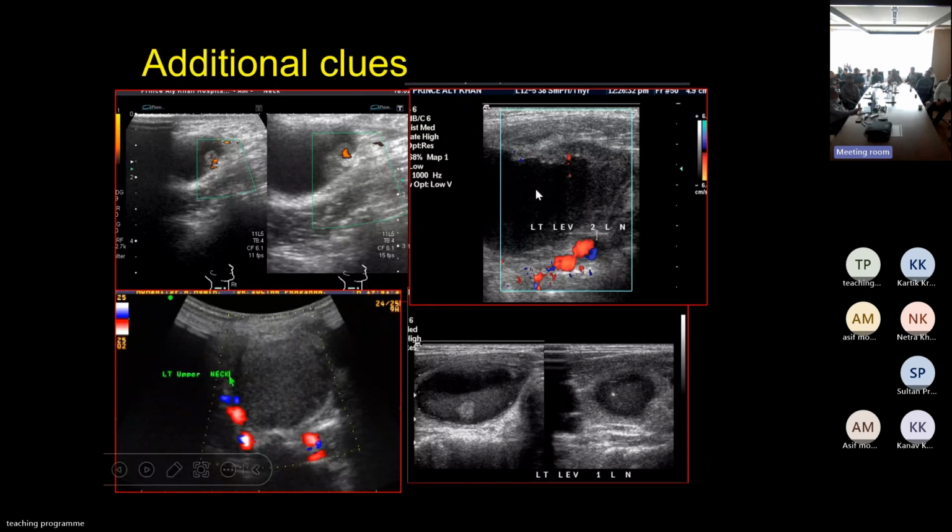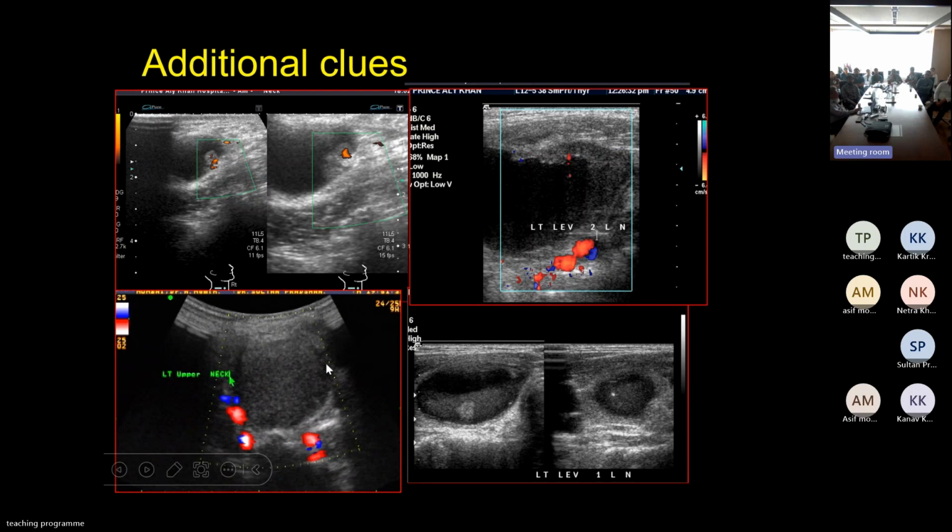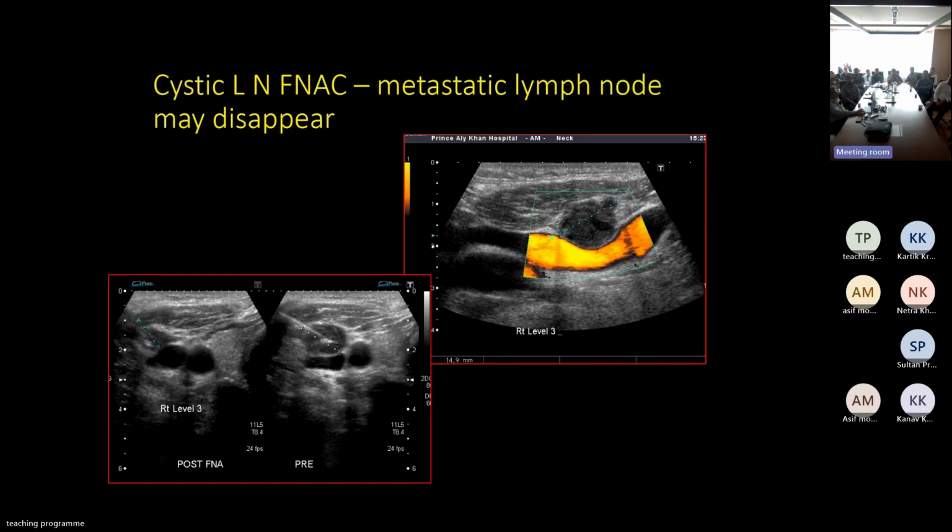The only differential for such a large node at level 2 would be a branchial cleft cyst, which can have similar squames on the cytology. So we should know that a node which has a large, thick ring of tissue here is different from a complete ground glass cystic lesion. So this is one of the mimics of a node.